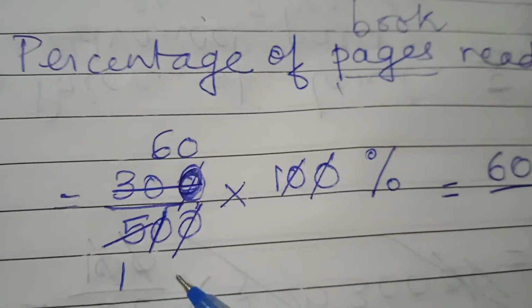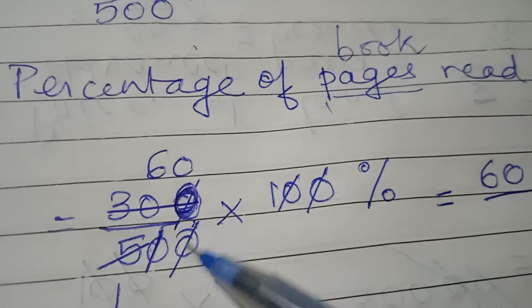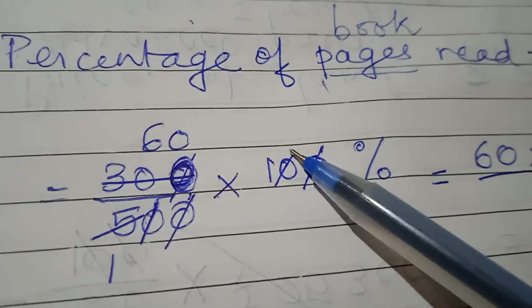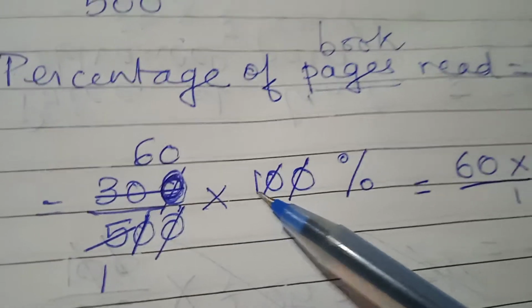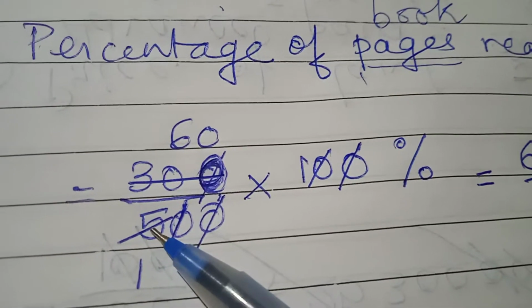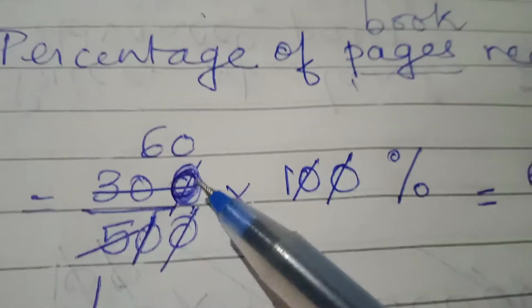So we can just mention it as 300 by 500 into 100%. Okay. Now let us cut off this 0 and this 0, this 0 and this 0. So what is left? 1 over here, नीचे 5 है and ऊपर it is 300. The 300 pages का 300.